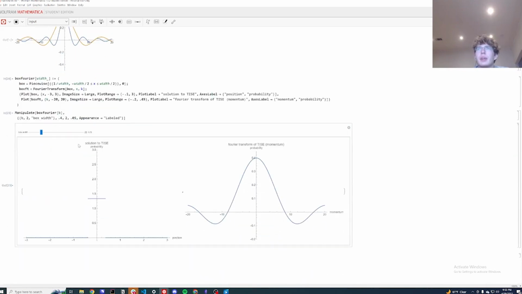So we have a little box here. On the left, we have a solution to the time-dependent Schrodinger equation. On the right, we have the Fourier transform of the solution of the time-dependent Schrodinger equation. Here we have position on the x-axis, probability on the y. Here we have momentum on x and probability on y. So you can see here, as I increase the width of the box, i.e. we're decreasing the certainty with which we know where the particle is, we are actually getting a better idea of what the momentum of the particle is. This distribution is decreasing in width.